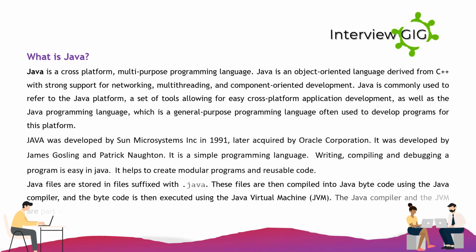Java files are stored in files suffixed with .java. These files are then compiled into Java bytecode using the Java compiler, and the bytecode is then executed using the Java Virtual Machine, JVM. The Java compiler and the JVM are part of the Java Development Kit.